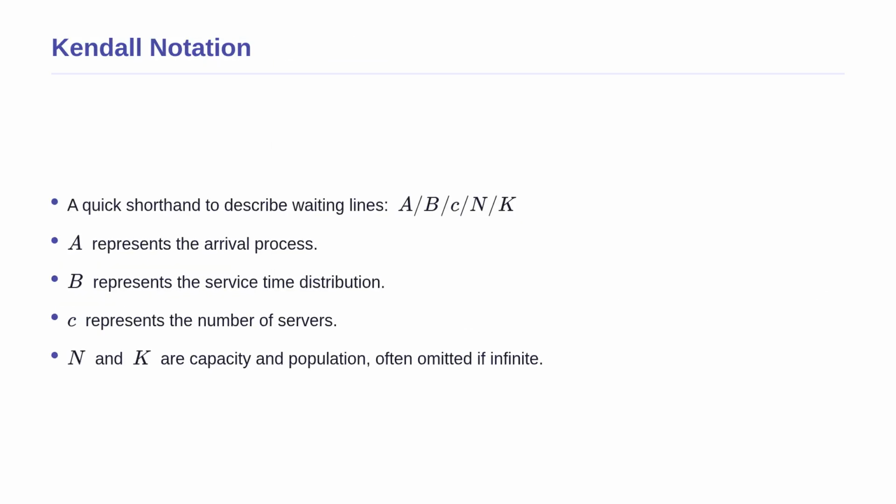With the basic flow in mind, we need a way to describe different types of waiting lines quickly. Mathematicians use a shorthand called Kendall notation, named after David George Kendall. It uses a series of letters and numbers separated by slashes, typically in a 5-part format. The first position describes the arrival process, or how customers show up. The second position describes the service time distribution, or how long it takes to serve someone. The third position is the number of servers working. The fourth is the system capacity, and the fifth is the total calling population. If the last two are infinite, we just use a 3-part code.